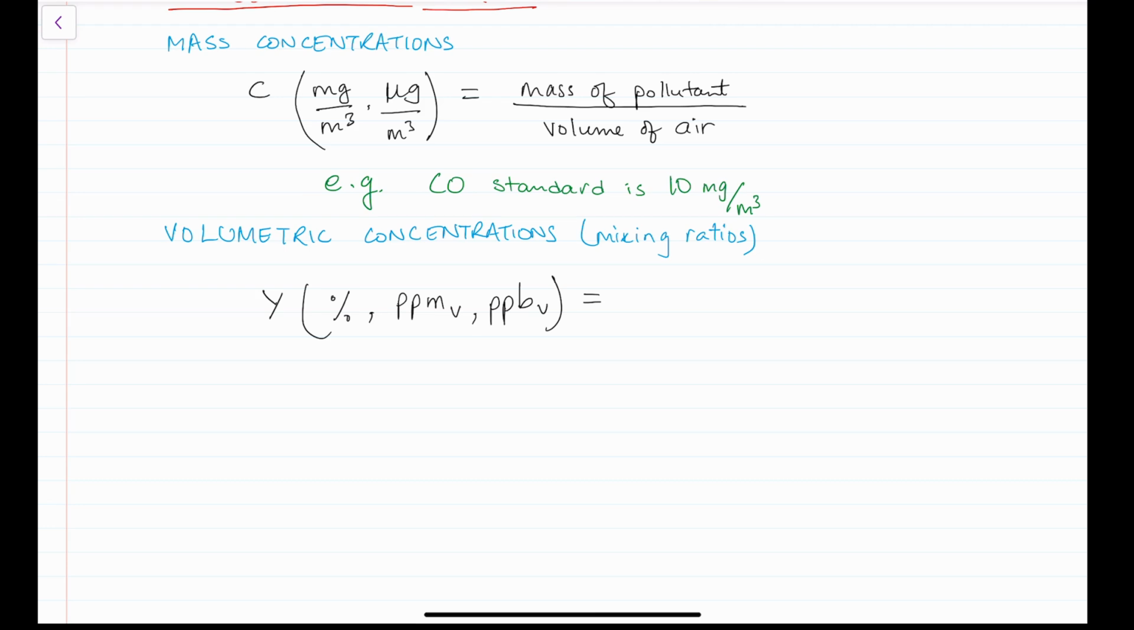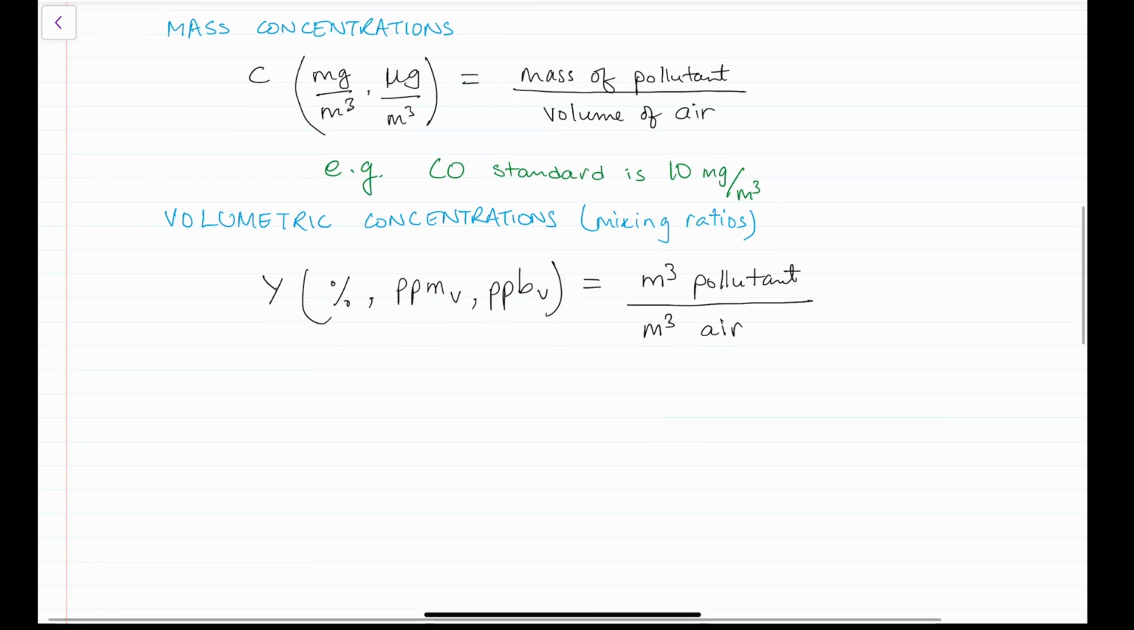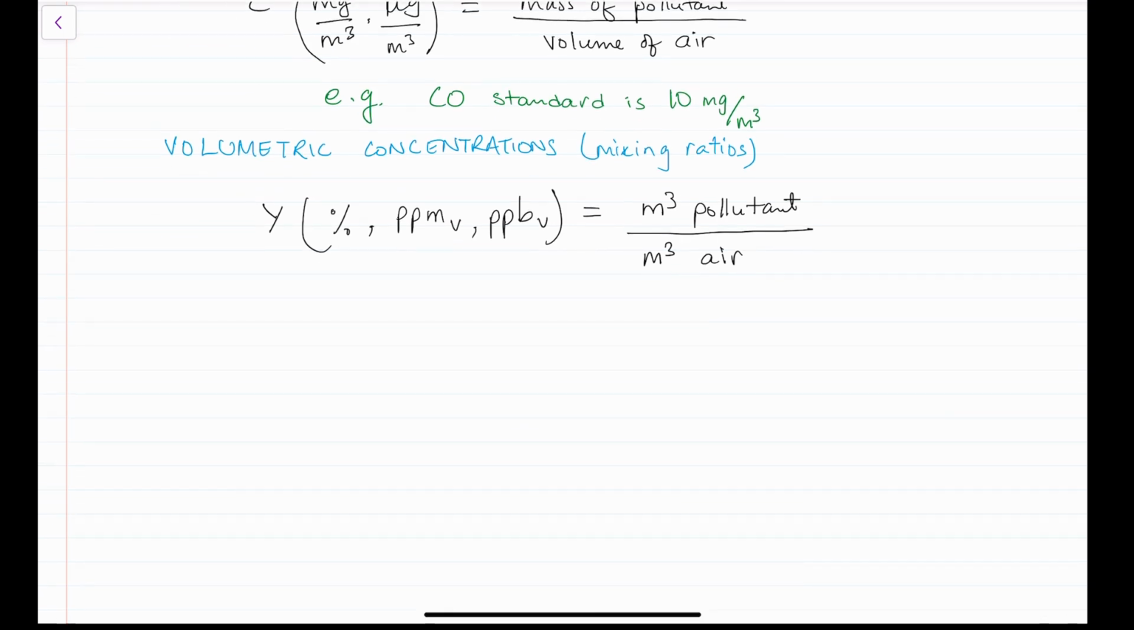So here the numerator is, say, the volume of pollutant divided by the volume of air. Also, you could alternatively say it's moles of pollutant divided by the moles of air.